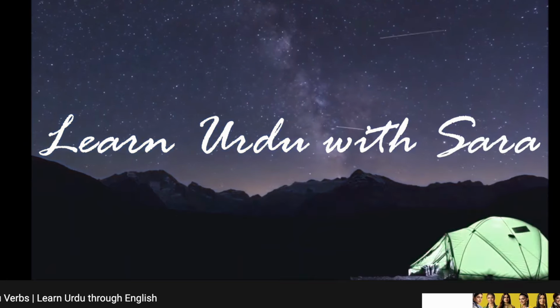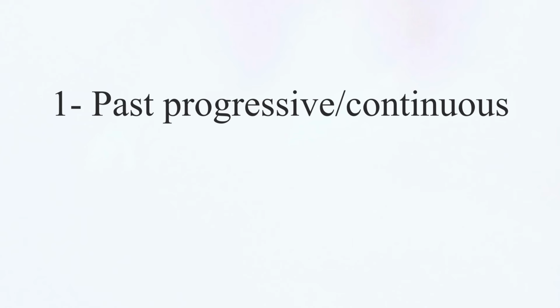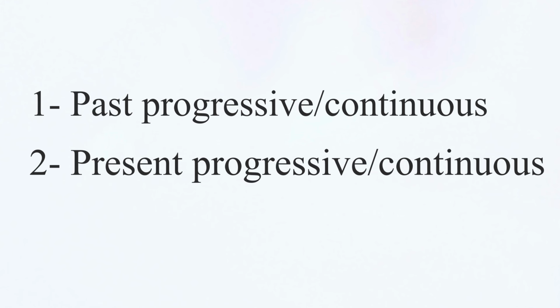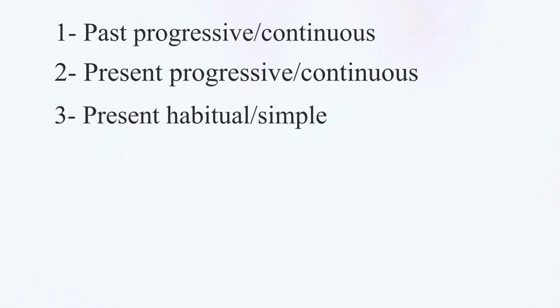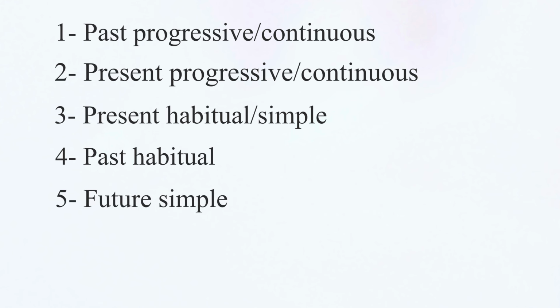The tenses that we're going to learn today are the past progressive or continuous tense, the present progressive or continuous tense, when the actions are actually happening, present simple tense, a tense that indicates habitual actions or things you do in routine, past habitual. Probably this one is a new one for you. This is a tense used to refer to a repeated action in the past. Future simple, that indicates the action that we're gonna do in the future.